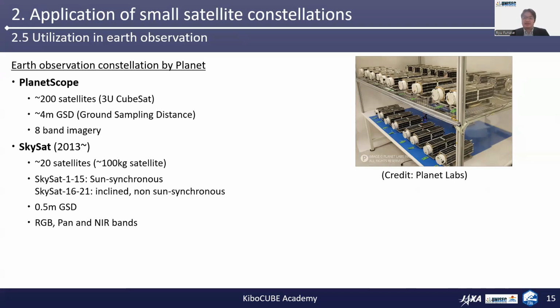The SkySat series consists of about 100 kilogram satellites capable of higher resolution observations of 50 centimeters. Like PlanetScope, these satellites are placed in low Earth orbit. The SkySat series is capable of imaging areas of interest with high resolution.